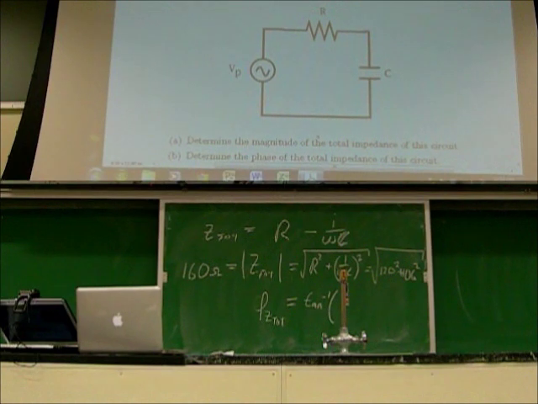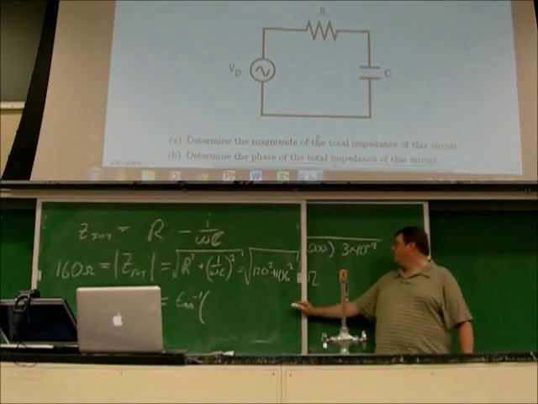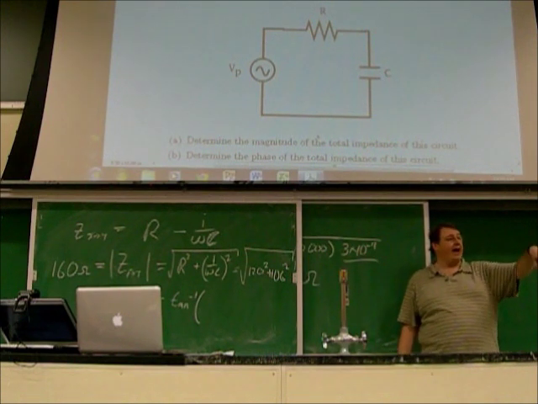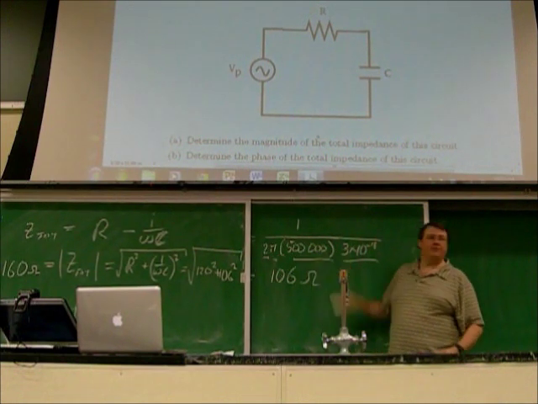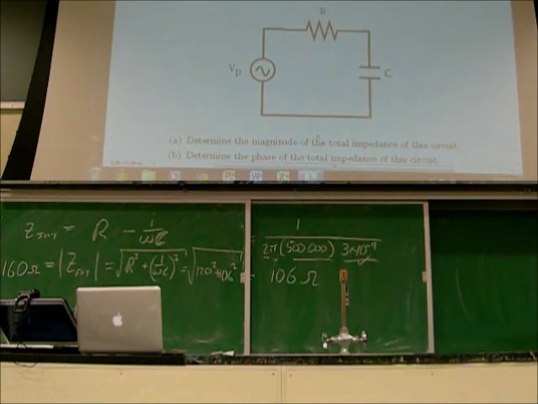So now, yes? Sorry, what was that last thing you did? You were calculating the impedance of the capacitor. What was that last number? 3 times 10 to the... Oh, that's the capacitance. That's C. Yeah, that one there is C. So it's 1 over omega C, where omega is 2 pi f. Okay?